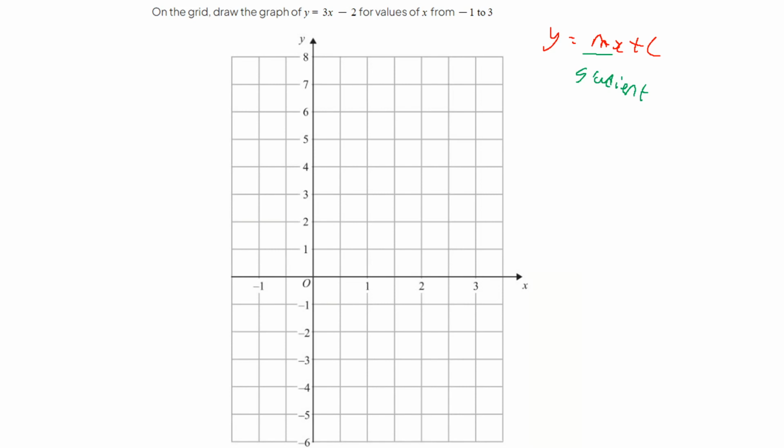And then c is simply the y-intercept. What it is, is basically what y is equal to when x is equal to 0.